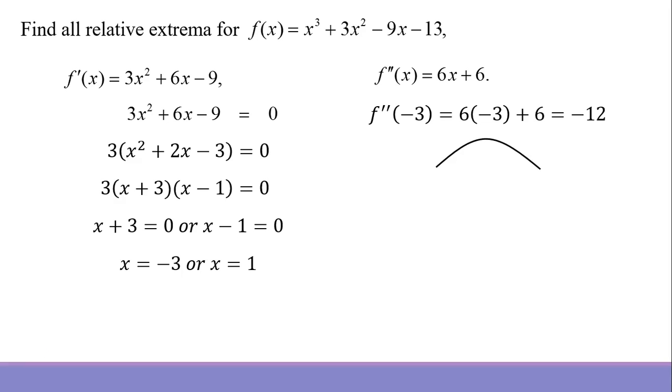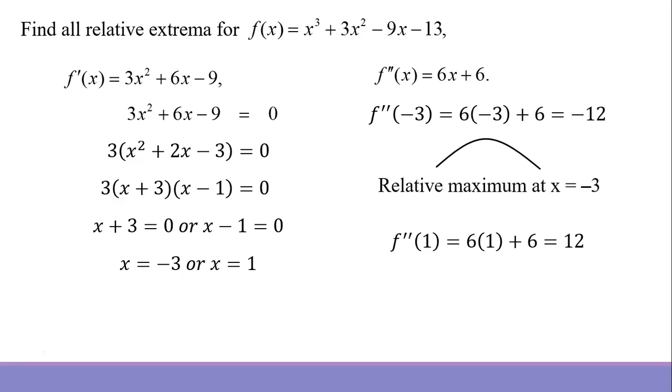So that means that when x is negative 3, we must have a relative maximum. And if we substitute 1 into our second derivative, we get a positive value, which means at that point our function is concave up. So we must have a relative minimum where x is 1.